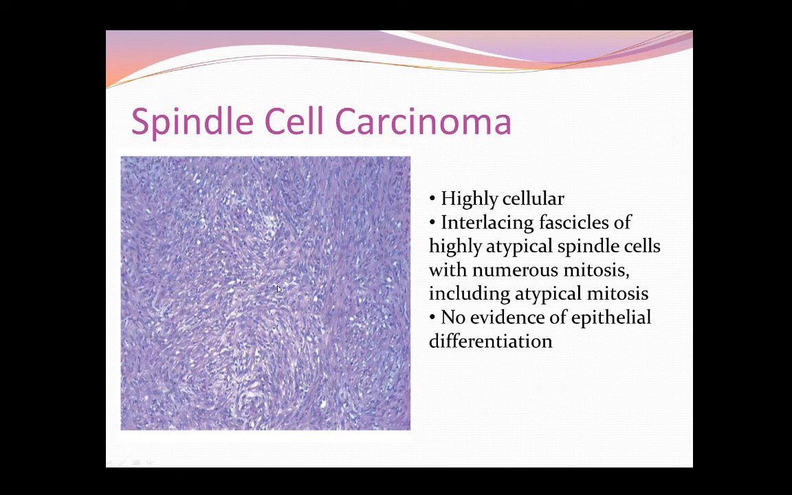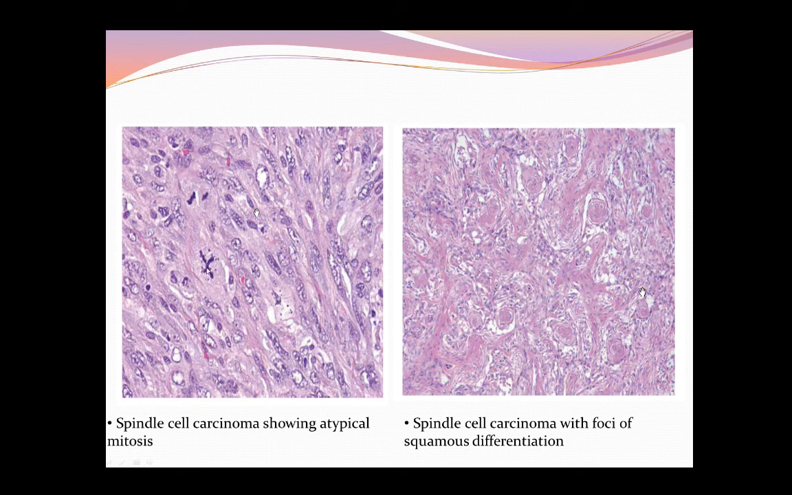So this is a figure showing spindle cell carcinoma, commonly seen as a highly cellular lesion. You can see interlacing fascicles of highly atypical spindle cells. It just looks like a fibrosarcoma or just a sarcoma with numerous mitoses. There is no evidence of epithelial differentiation here. This is a figure that shows atypical mitosis and other numerous normal mitoses.